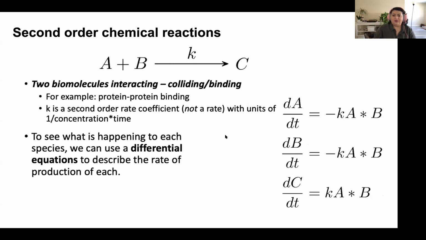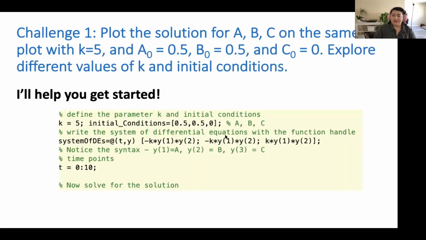Okay, so let's get MATLAB to do it. Right before we go on break, just take, I don't know, another 3 minutes to plot the solution for A, B, and C on the same plot with these values, where k is 5, the initials being 0.5, 0.5, which could represent micromolar or molar, and you want to start with no C.